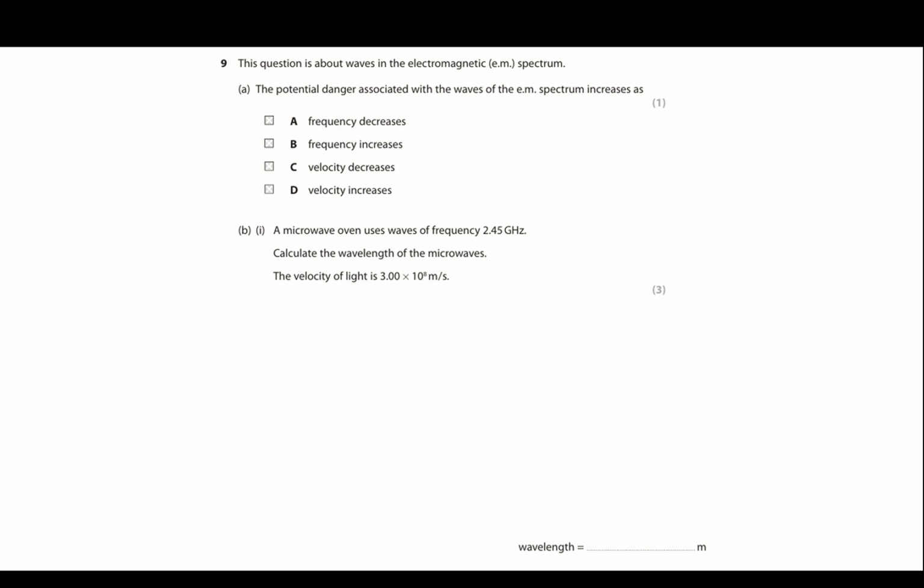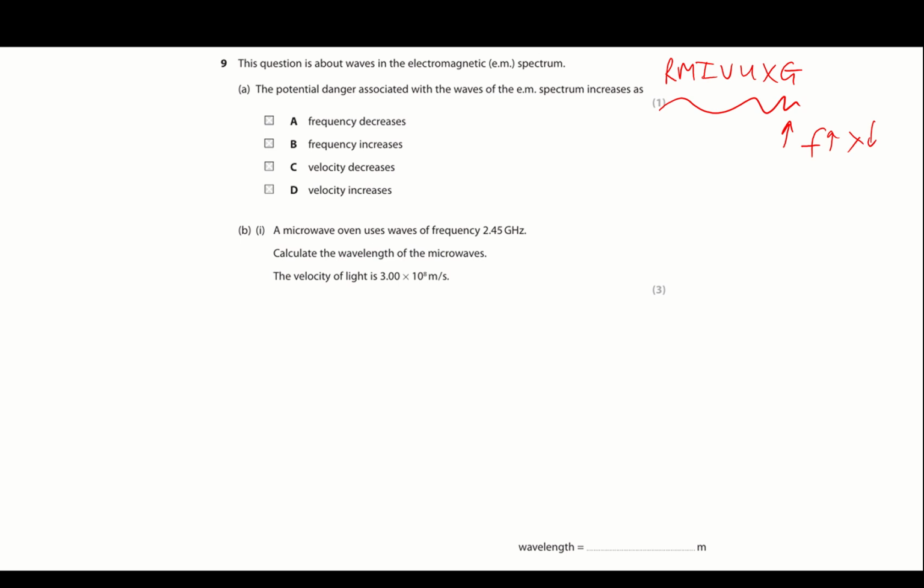So question 9 is about the electromagnetic spectrum, and it finishes with a pretty nasty 6 marker. This question is about waves in the electromagnetic spectrum. So that's red, monkeys, insert, vultures, under, xylophones, great, long ones to short ones. The potential danger associated with the waves of the electromagnetic spectrum increases as frequency increases or as wavelength decreases. So what have we got?